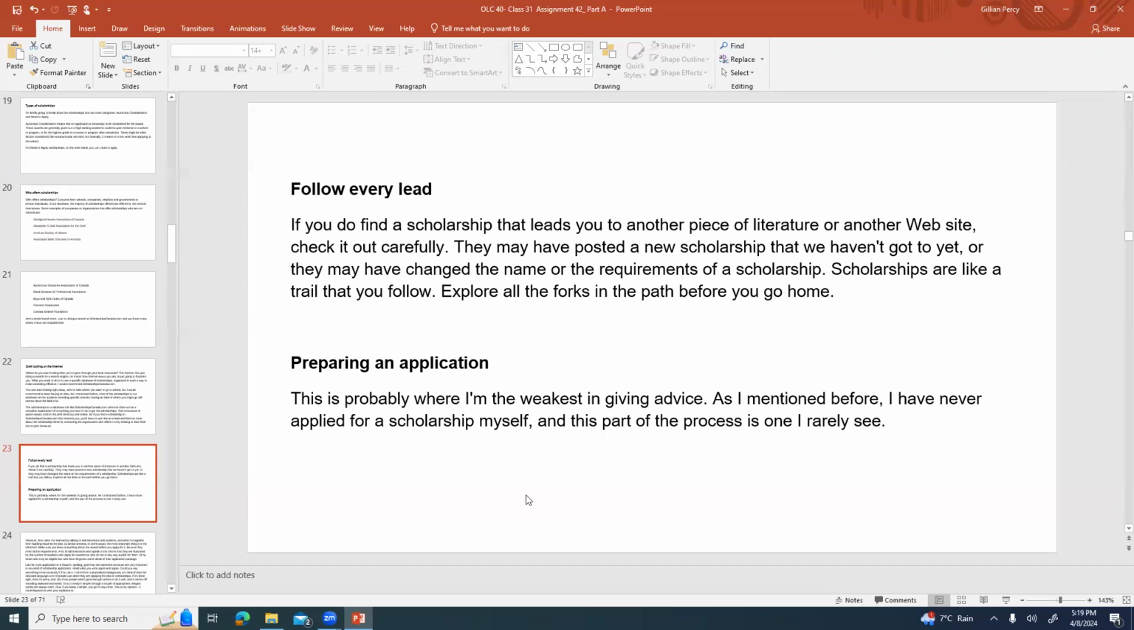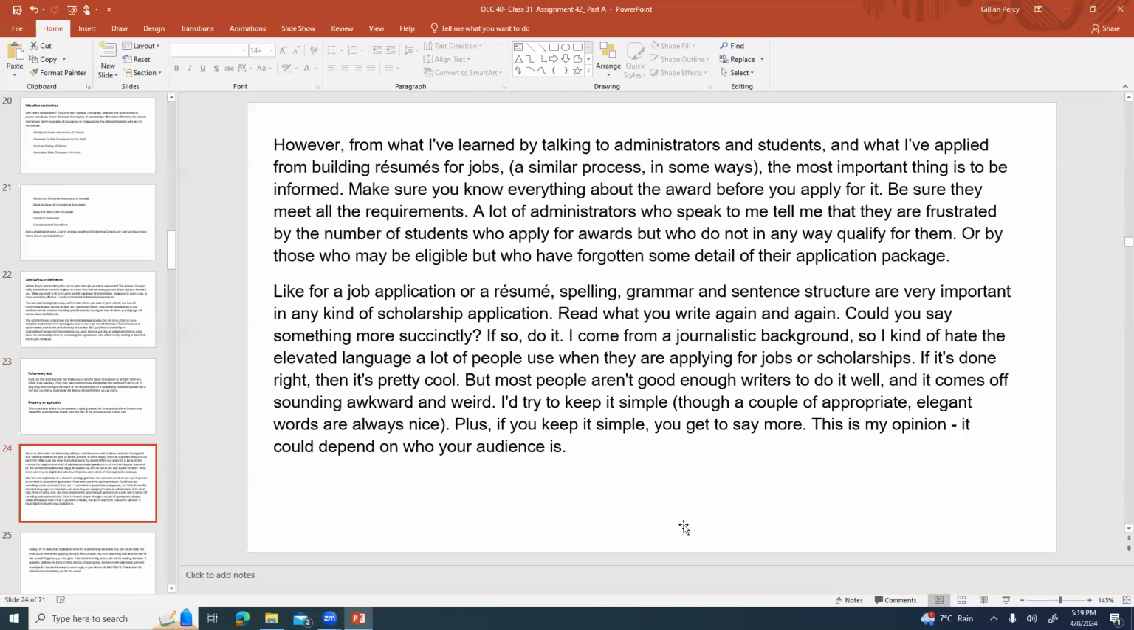Preparing an application. This is probably where I'm the weakest in giving advice. As I mentioned before, I've never applied for a scholarship myself, and this part of the process is one I rarely see. However, from what I've learned by talking to administrators and students, and what I've applied from building resumes for jobs, which is a similar process in some ways, the most important thing is to be informed. Make sure you know everything about the award before you apply for it.